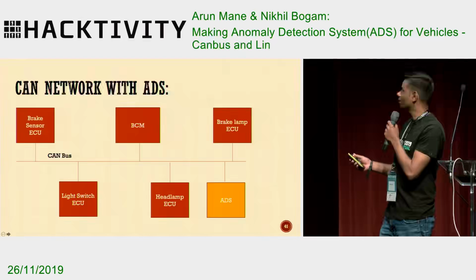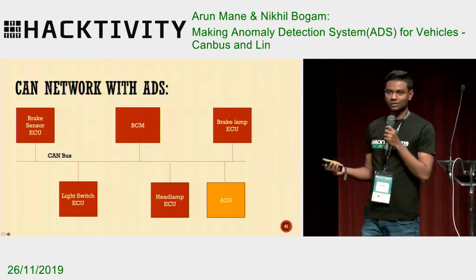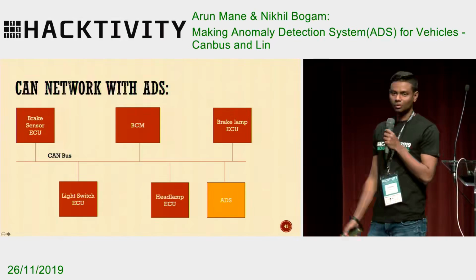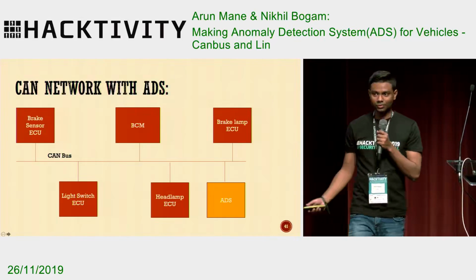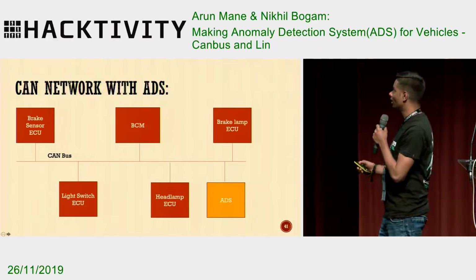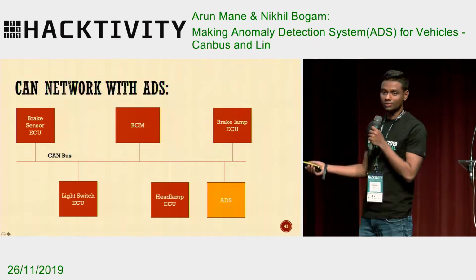So how can we connect an ADS? An ADS is easy to connect, just connect it as one of the nodes on the bus. This is one possibility for the ADS. There are many possibilities. You can integrate it into one of the ECUs. This is also possible. Or you can integrate it into all the ECUs. That is also possible.